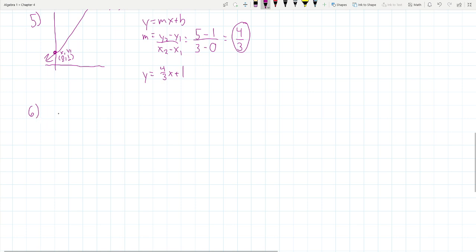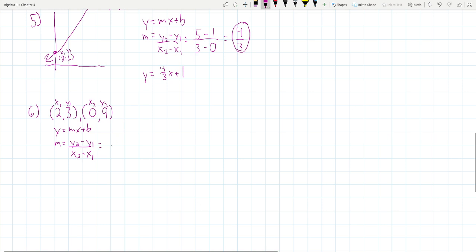Let's look at number 6. Write an equation of a line that passes through the given points. All right, so now we're not given the graph, we're given a set of points. We're given 2, 3, and 0, 9. And I know that I need to get the equation, so y equals mx plus b. I need to find my m, which is y2 minus y1 over x2 minus x1. And again, I'm going to arbitrarily name these. I could name them whatever way I wanted to. I'll just do x2, y2, x1, y1.